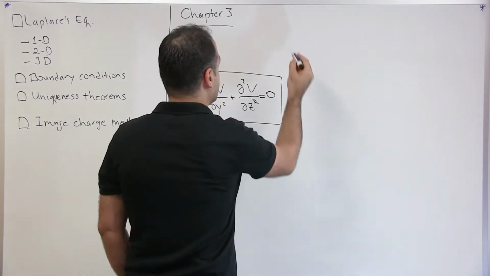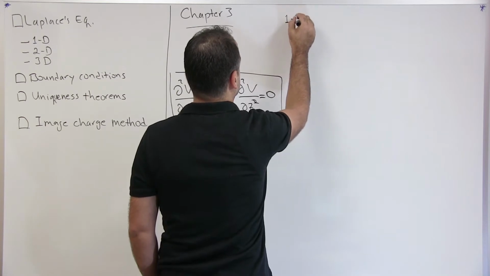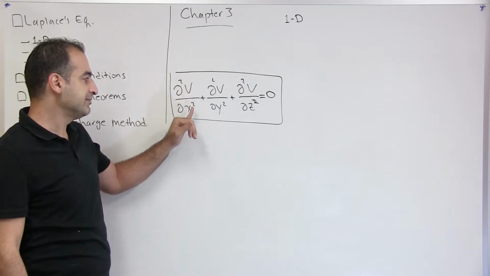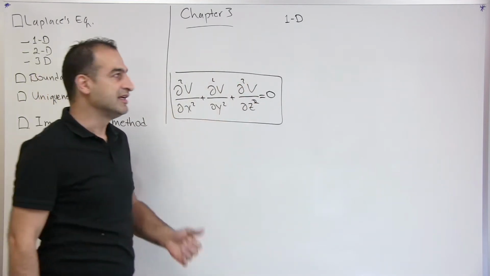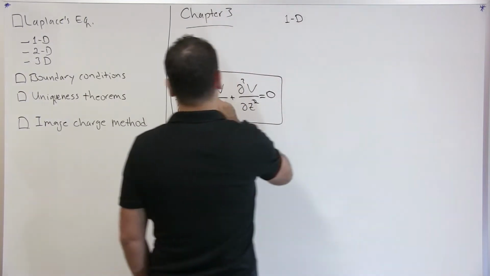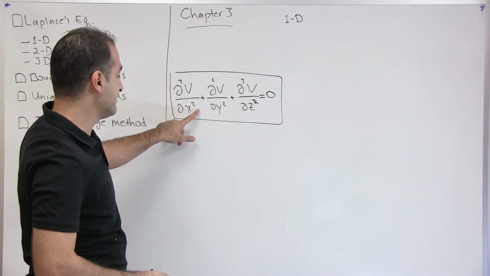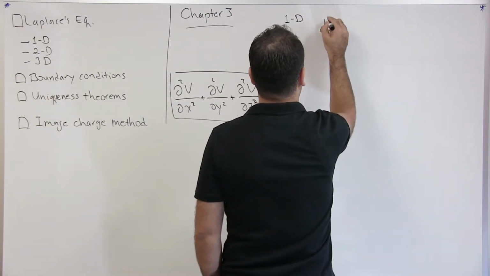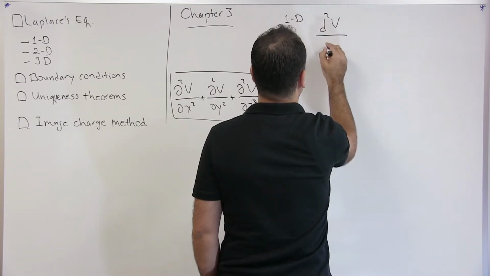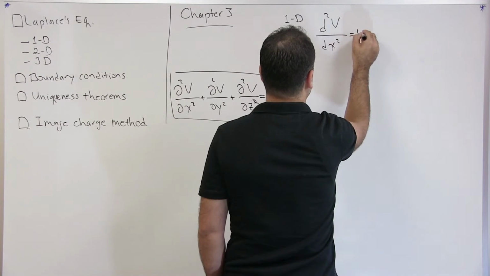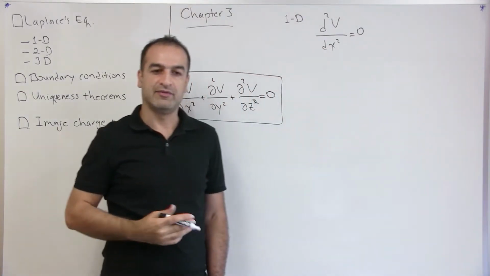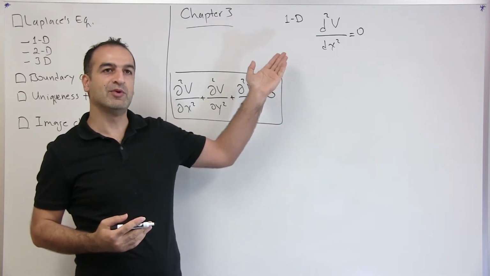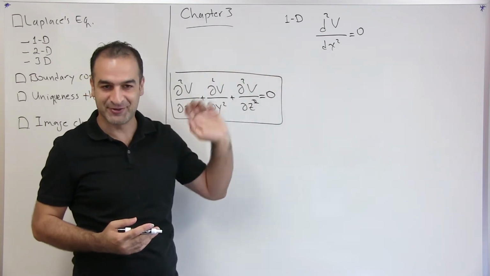Okay, so let's look at a one-dimensional case. One-dimensional case means the function V is only a function of one variable, let's say x, and not a function of the rest. The equation becomes simple: the second derivative of V with respect to x. And if it's only a function of one variable, we don't need partial derivatives, so d2V over dx2 is 0, okay? What is this equation? This is a second order ordinary differential equation, the simplest second order ordinary differential equation.